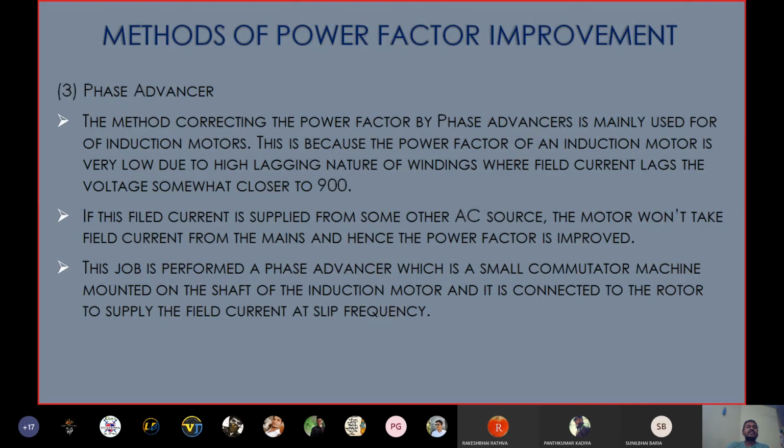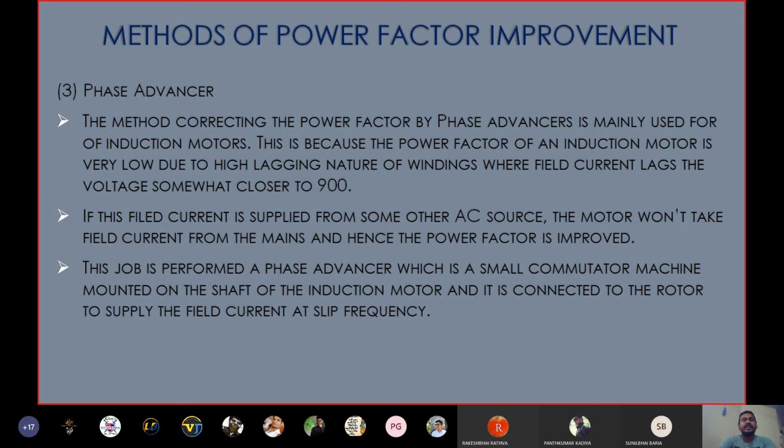Third is the phase advancer method. The method of correcting the power factor by a phase advancer is mainly used for induction motors. The phase advancer method is used to improve the power factor of an induction motor. This is because the power factor of an induction motor is very low due to the highly lagging nature of the winding, where the field current leads the voltage somewhat closer to 90 degrees.